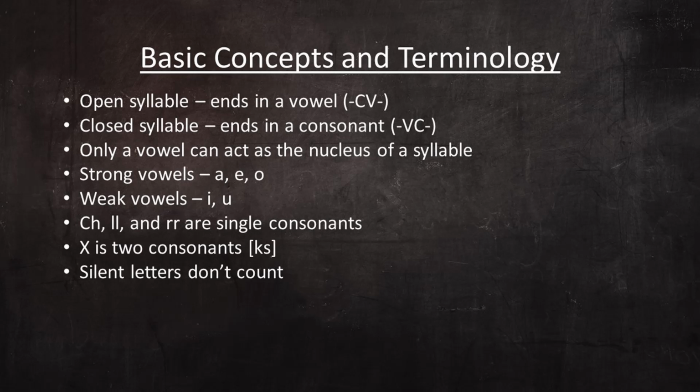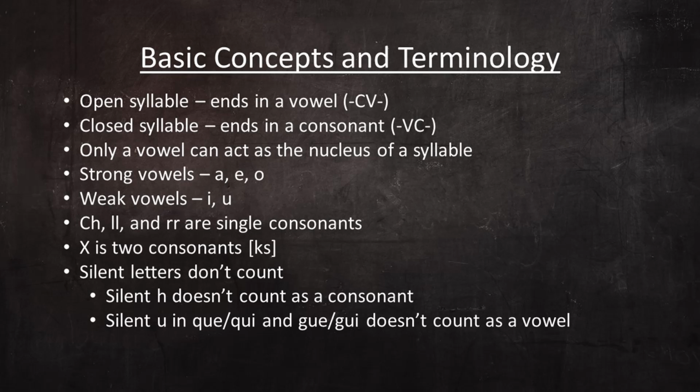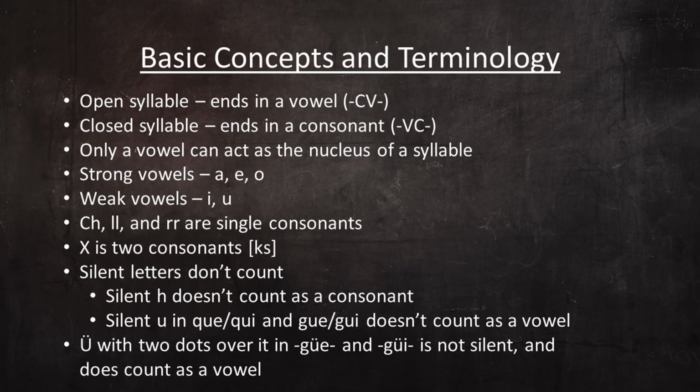Also, for purposes of phonetics, silent letters don't count in any way. In formulating rules for syllable structure, silent H doesn't count as a consonant, and silent U doesn't count as a vowel. U with 2 dots over it is not silent and does count as a vowel. There are different terms for designating vowels in diphthongs and triphthongs, but we're not going to get into that in this video. Here we'll refer to all of them as just vowels. Now let's take a look at rules for structuring Spanish syllables.